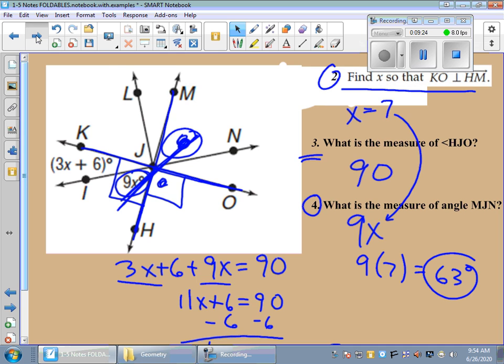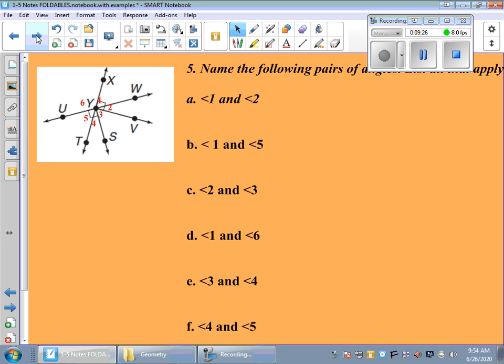Last slide here, folks, is naming of some of these things. I'm going to go through this quickly. You can pause and go through. Name the angle pairs. What do you call angle 1 and angle 2? Again, refer back to your definitions. We know that these are adjacent angles, and they are also complementary angles: adjacent and complementary.